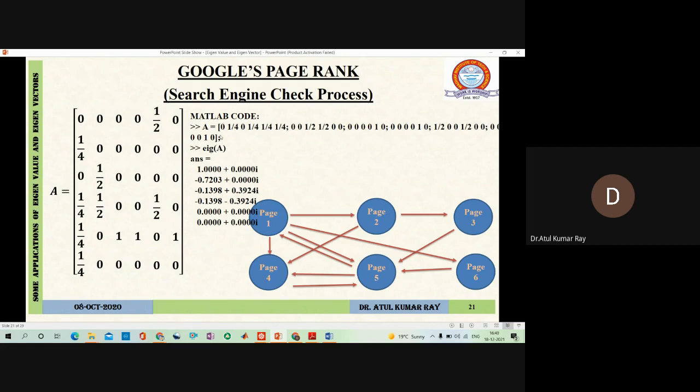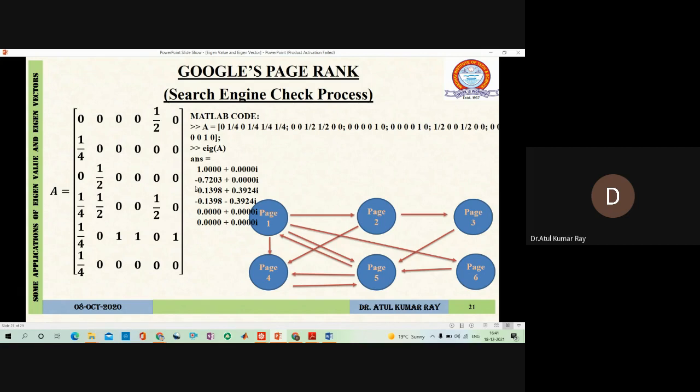Now a MATLAB code is applied here to get the eigenvalues, because it is very difficult to find eigenvalues by hand, and there will be complex eigenvalues also here. So it is preferred to use mathematical tools and software. MATLAB code is used here to get the eigenvalues. Two eigenvalues are definitely zero here, one eigenvalue is one, and the second eigenvalue is negative.